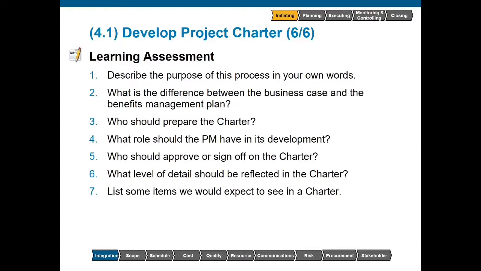What level of detail should be reflected in the charter? The charter will be a very high level of detail because planning has not yet occurred. List some items we would expect to see in a charter. Some items that we may see in the charter could be the project manager's level of responsibility, some high-level success criteria, some high-level budget expectations, and any known risks or barriers we may face.